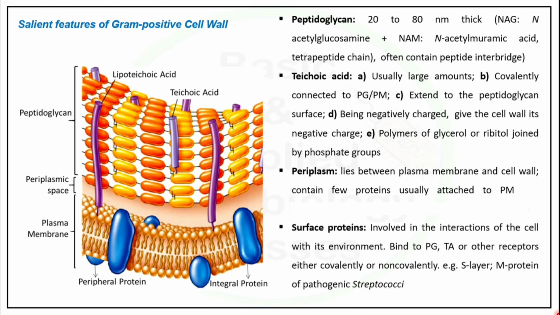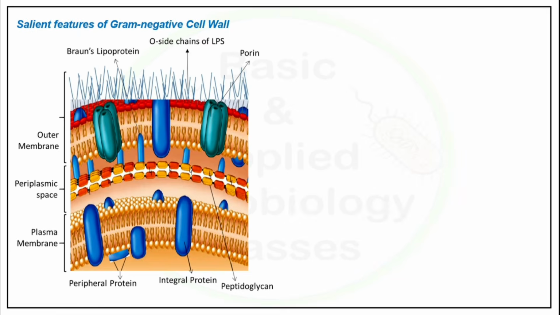Now we are coming towards the salient features of the gram-negative cell wall. Again, you can see the same picture I have shown you earlier, for the gram-negative cell wall. Now we are going to take the points one by one. So the peptidoglycan layer will already have NAG and NAM along with the tetrapeptide chain, as in gram-positive, right? The key component is the same for the gram-negative cell wall.